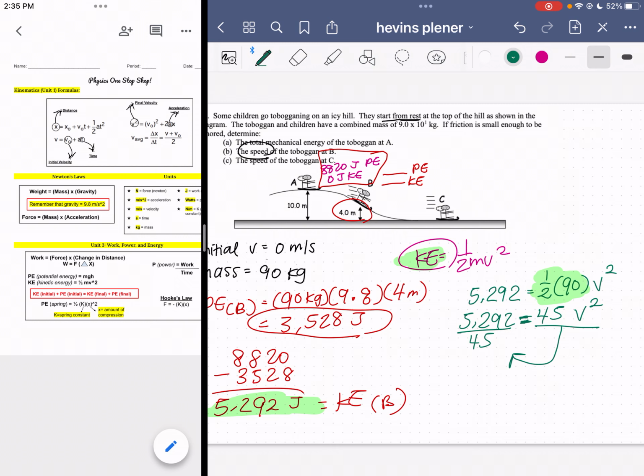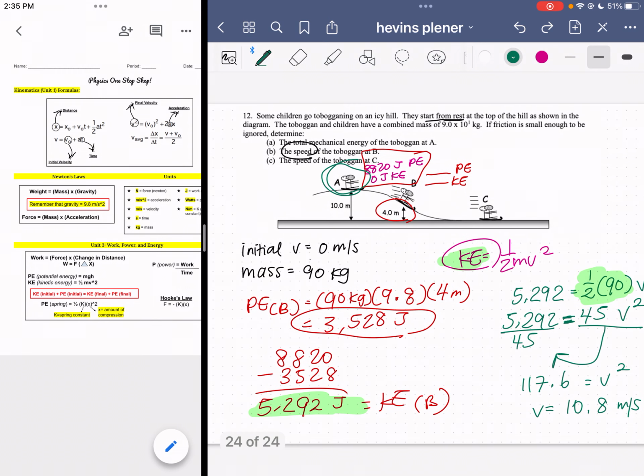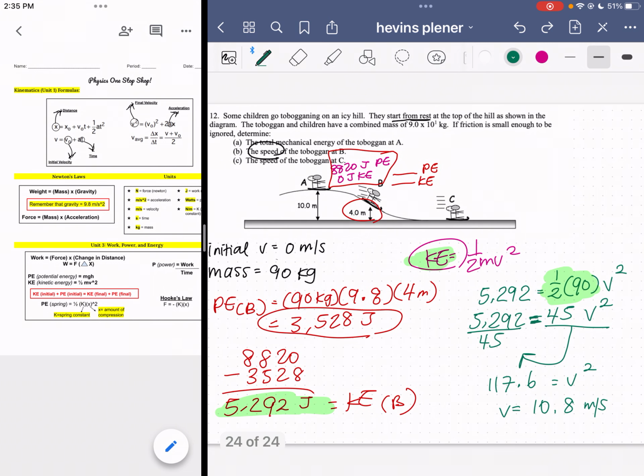5292 divided by 45 is 117.6. Are we done here? No! You need to square root it, okay? You can't just find v squared. No one cares about v squared. So v equals 10.8 meters per second. So at point B here, they're going 10.8 meters per second versus over here, they're obviously at 0 meters per second, right? Okay.